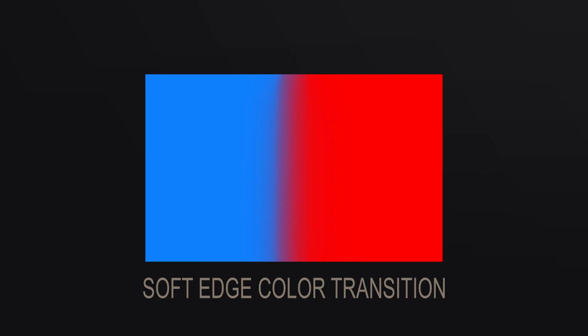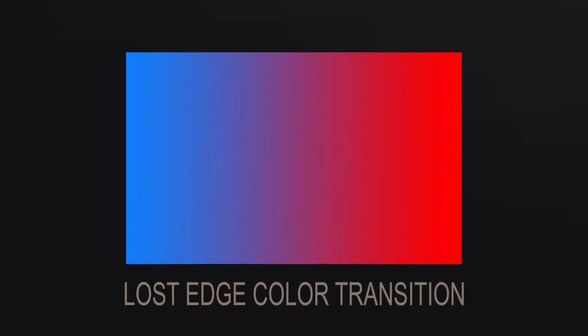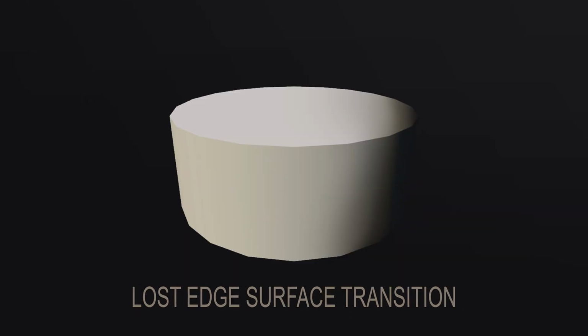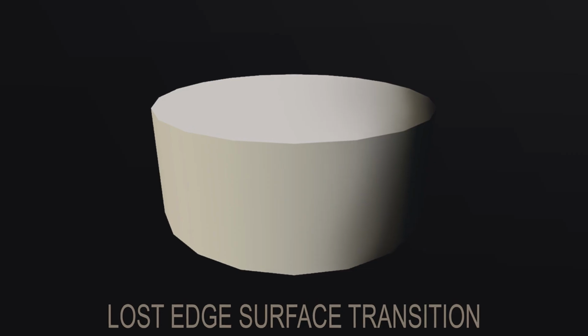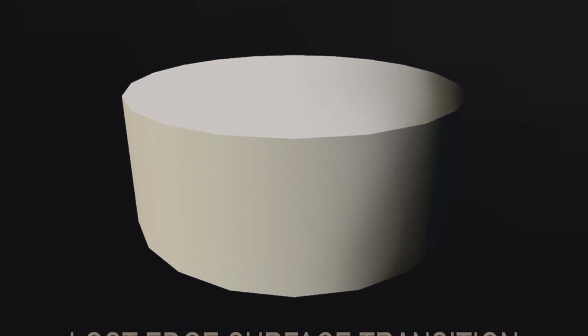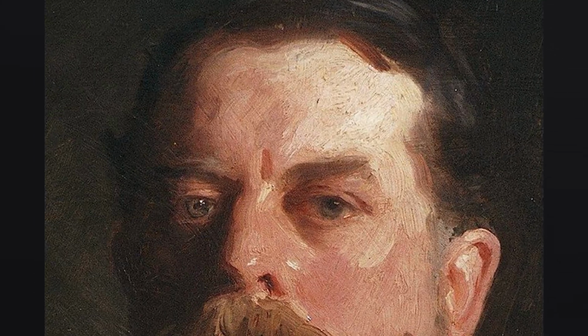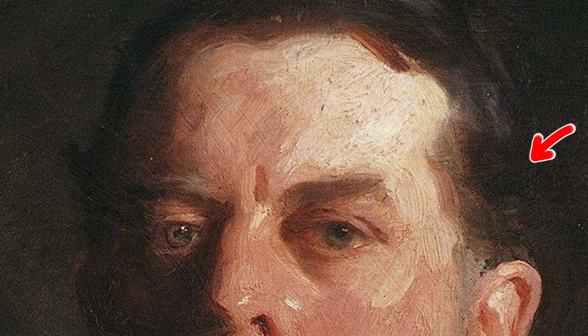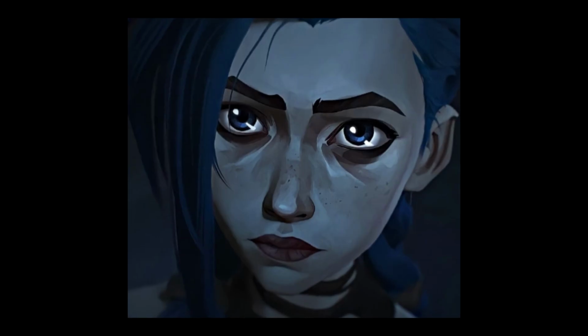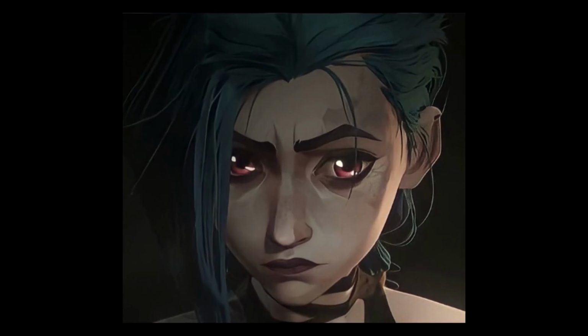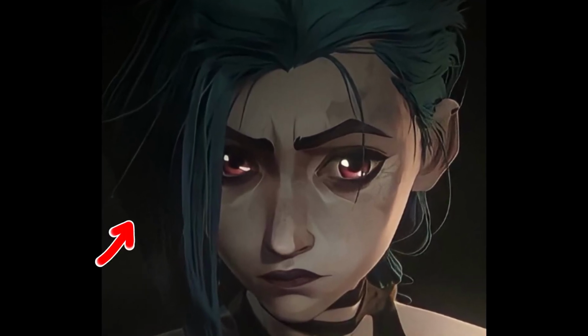Here the transition loses its edge entirely and becomes more like a gradient where the 2 colors blend together. Adding a lost edge between this cylinder shape and the background can create a greater sense of depth, with the cylinder receding into the background. This portrait, done by John Singer Sargent, is a great example of this. Notice how parts of the hair simply vanish into the background? These are lost edges. You can use lost edges to give your piece a moody, atmospheric vibe, like things are fading into the shadows or kind of melting into the background.